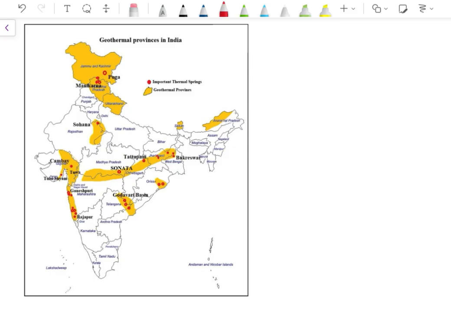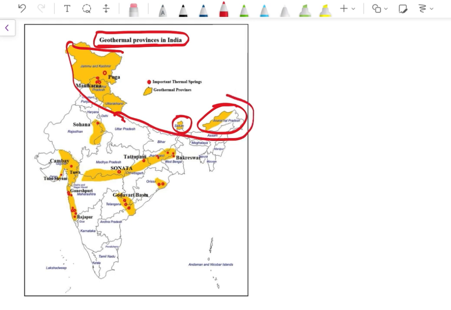See, these are the geothermal provinces in India. First is Himalayas. See, this is Himalayas, and this is Himalayas, and this is Himalayas. So this entire region, the yellow covered, is the Himalayan region. So this is one geothermal province. Next is Sohana. See, Sohana is here, that is the Gurugram area of Delhi. So Sohana is the second geothermal province.